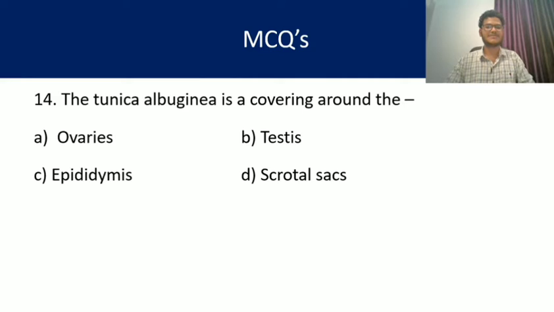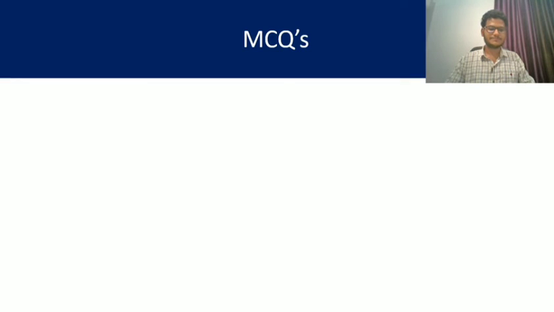Okay. 14th. The tunica albuginea is a covering around the ovaries, testes, epididymis, scrotal sacs. This layer, tunica albuginea, is the layer covering the testes, my dear friends. The answer is B. It is also seen in case of the penis. Okay. So testis is the right answer.